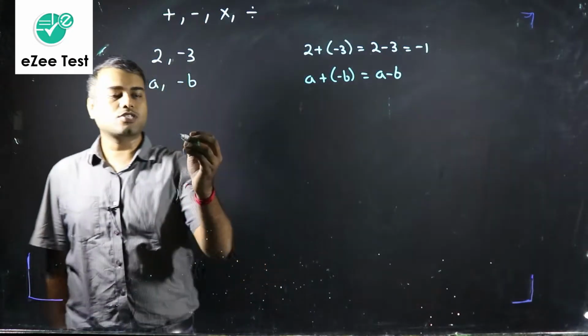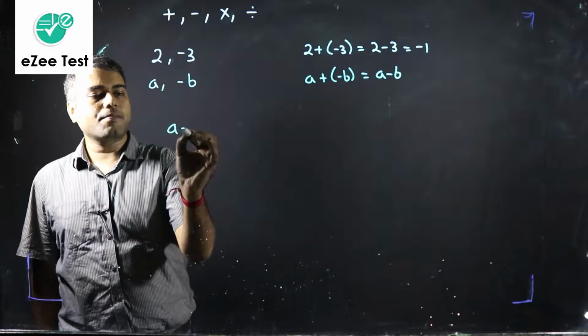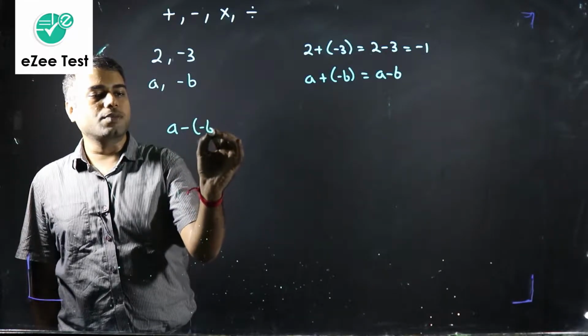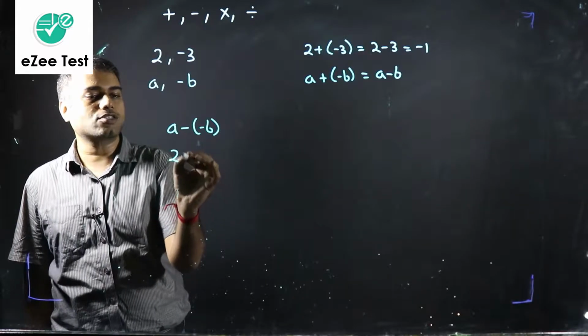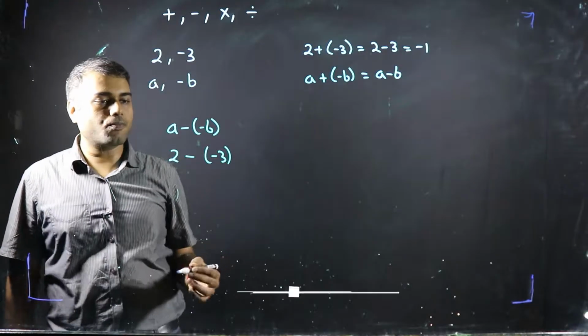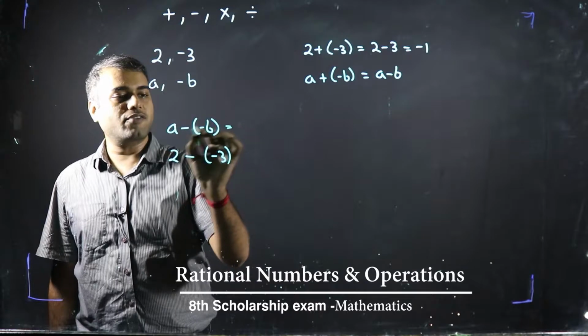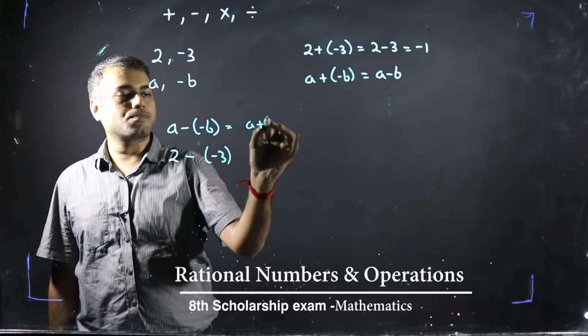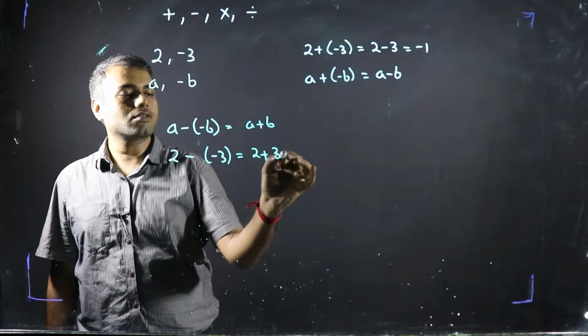The second thing which students make most mistakes in is a minus of minus b. So what is it? Basically, if I take a again as 2 and b again as minus 3, what is the subtraction of these two numbers? A minus of minus b will be plus, so it is a plus b. So basically it will come as 2 plus 3, which is 5.